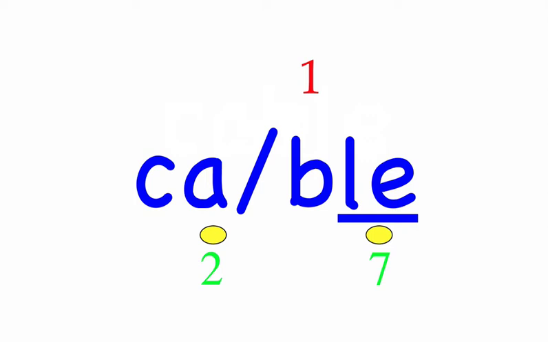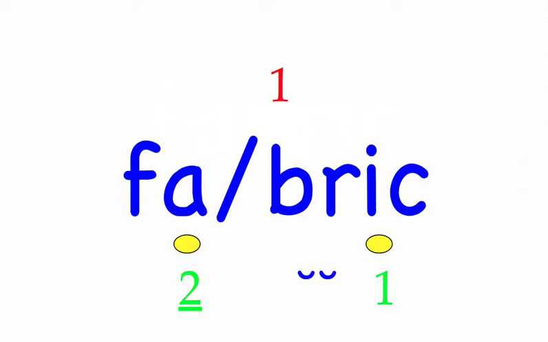Fabric. Fabric. 2 syllables. First syllable fa, 2 sounds: f, a. Bric, 4 sounds: b, r, i, k. Fabric. Mark the word. BR is a blend here, so we put half circles under the B and the R. Remember, we only mark consonant blends when the letters within the blend are in danger of being split up into separate syllables. Otherwise, we don't mark blends.